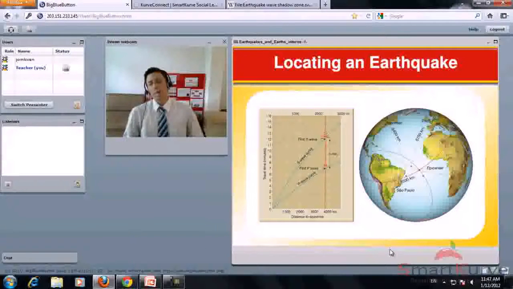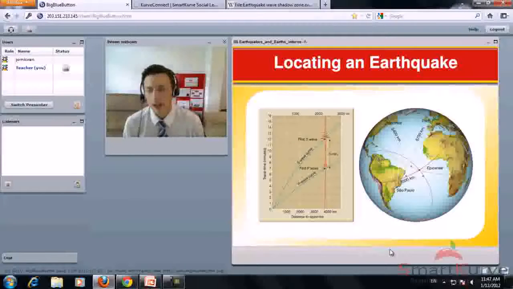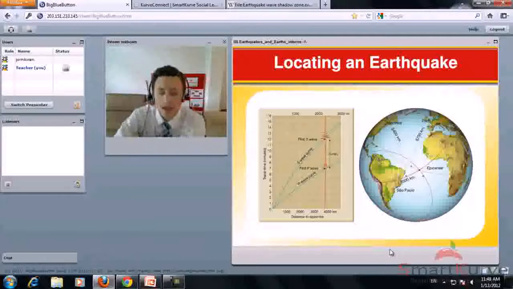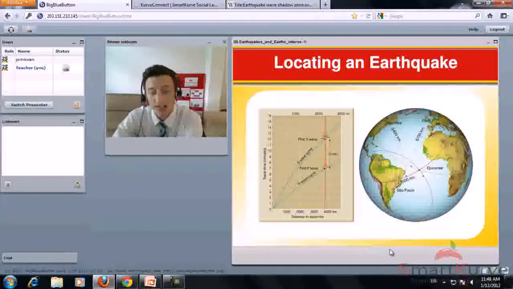There's a good picture of this on the next slide. We see locating an earthquake. We have a map of the world. We see a globe on the right, and then there on the left we can see a graph showing the travel time and the distance. You can see that S wave has a steeper line, and that P wave has a more shallow line because it moves much faster. So we've got that distance of about 4,000 kilometers.